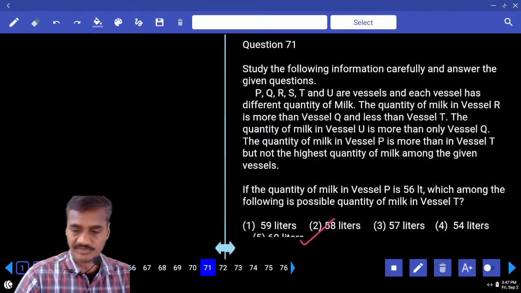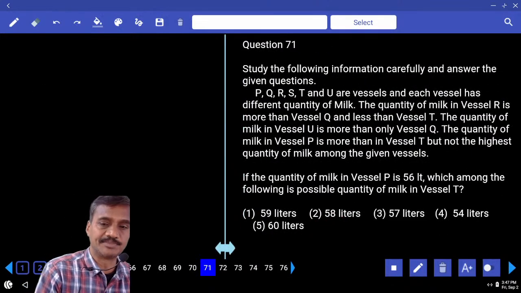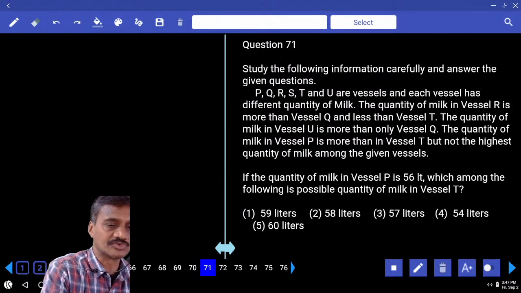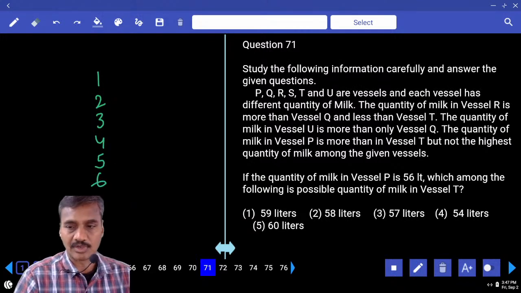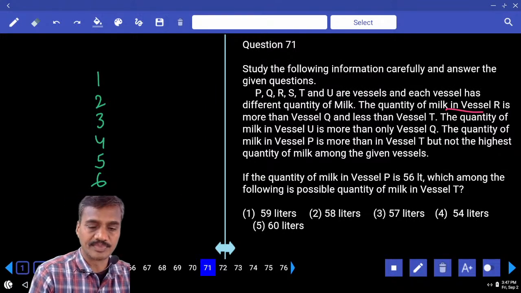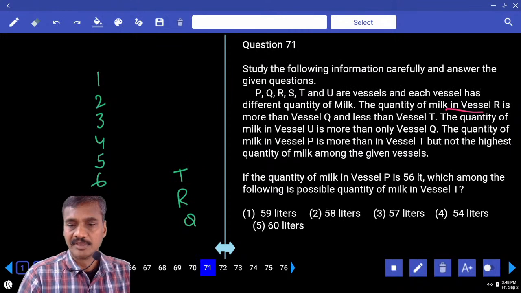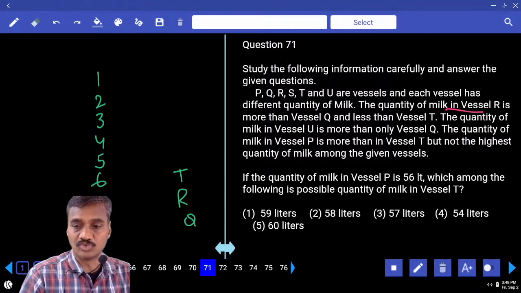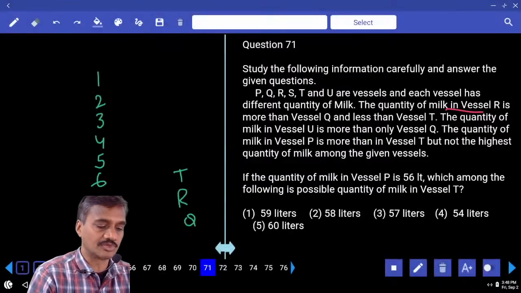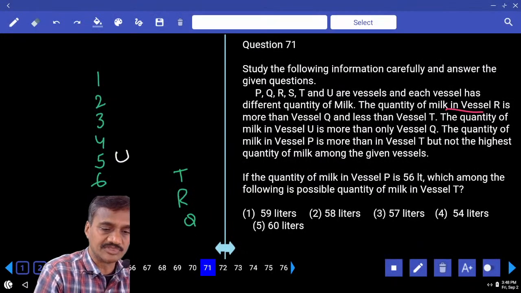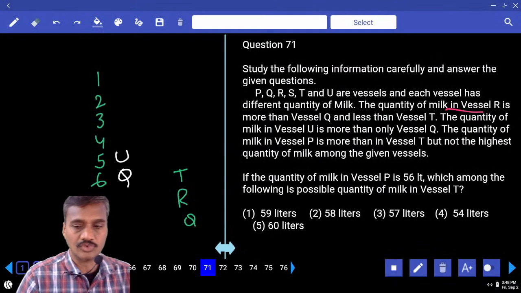Then 71 onwards. Now they are based on comparisons here. How many vessels do we have? There are 6 vessels. 1, 2, 3, 4, 5 and 6. And out of these 6, the quantity of milk in vessel R is more than Q. R is more than Q and lesser than T. And the quantity of milk in U is more than only Q. Now U is more than only Q, and U is here.